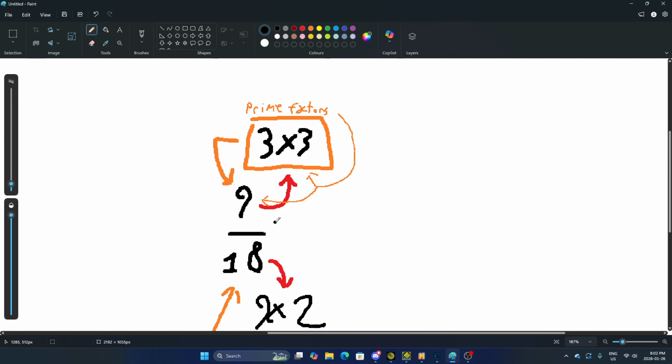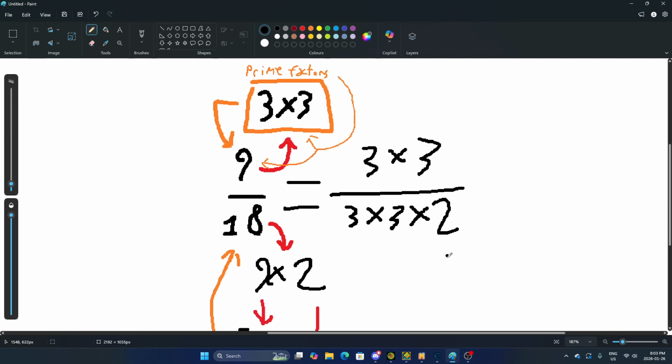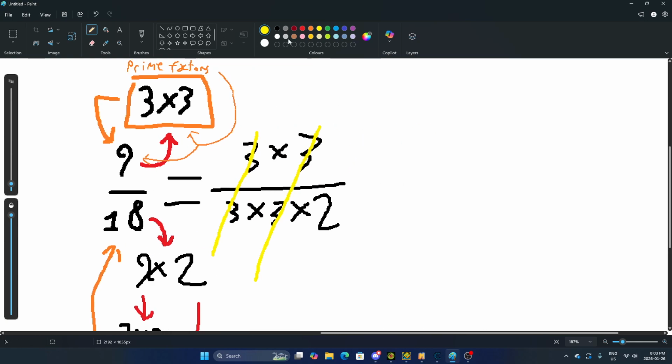So 9 over 18 equals 3 times 3 over 3 times 3 times 2. And to simplify, we cross out any pairs between the top and bottom. So we take away those two threes, and then we can also take away these two threes, and that leaves us with a 2, but nothing on the top.